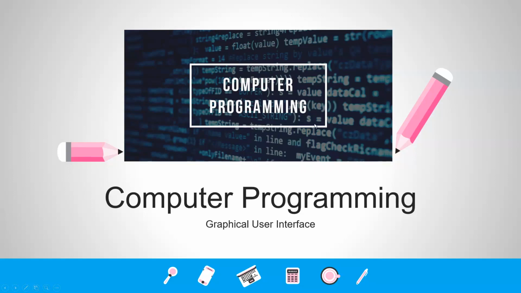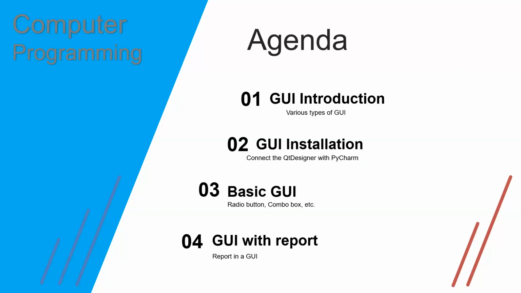So this chapter is about graphical user interface. And I will explain about the GUI. We call it GUI, graphical user interface. I will give the introduction, and then we will install in PyCharm. And let's do something related to the basic GUI later.